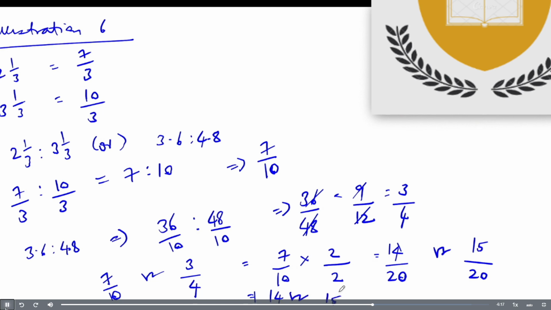So what have they asked us now? Which is the greater one? So 15 is greater than 14. Therefore, 15 by 20 is greater than 14 by 20. Therefore, 3.6 is to 4.8 is greater than 2 and 1 by 3 is to 3 and 1 by 3. So this is the answer. This is the greater.